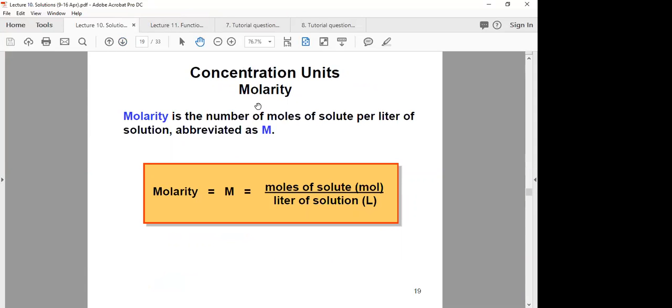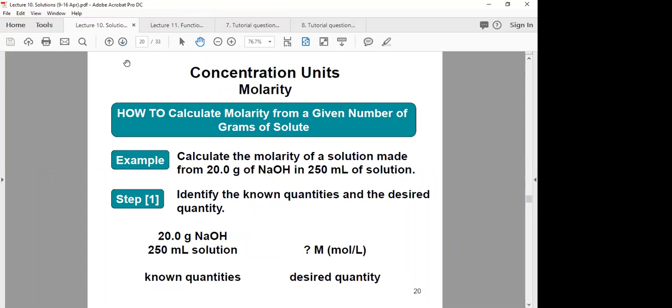All right, our next unit of concentration, molarity, which someone's already mentioned. And you already know that molarity is the number of moles per litre of solution, and we abbreviate that to big M. So there's nothing new being introduced here, because we've already talked about molarity; this is simply giving you some revision. So let's look at the example here. Calculate the molarity of a solution made from 20 grams of sodium hydroxide in 250 mL of solution.